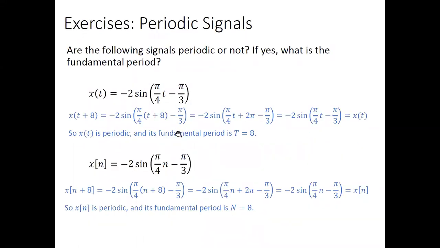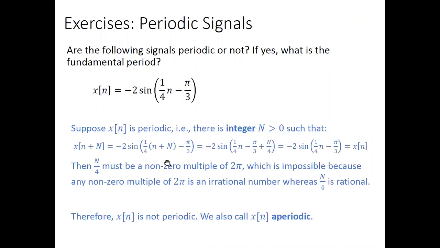The difference between the second and third example is that we have pi over 4 n here, but 1 over 4 n here. In this case, we first suppose x of n can be periodic. By definition, there could be a positive integer N such that x of n plus capital N equals x of n itself. If we do the calculation in detail, we replace n with n plus N, that's what x of n plus N is. And then we just put 1 over 4 N outside of it. It should equal x of n, which is this. And if we look at these two terms, it requires that N over 4 is a multiple of 2 pi, specifically a non-zero multiple of 2 pi, because we are looking at a strictly positive integer N.